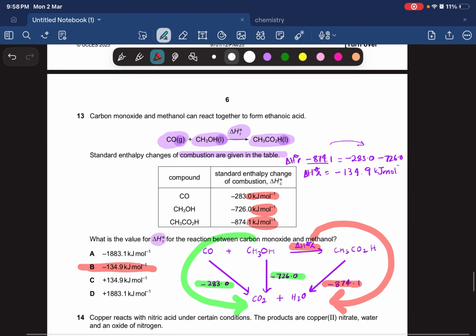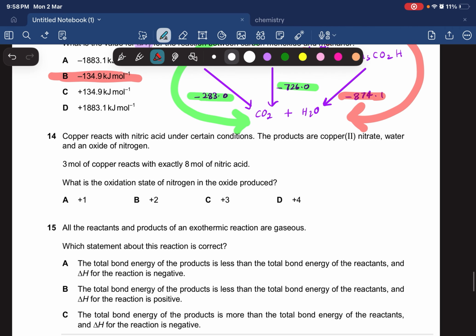I hope that's clear. This was easy enough. You just should know how to make a Hess cycle and how to make your alternative routes.